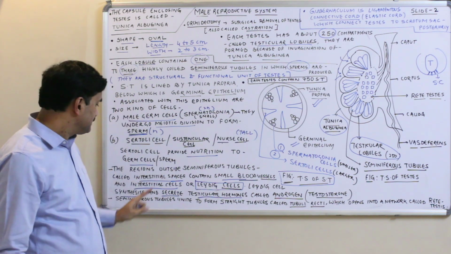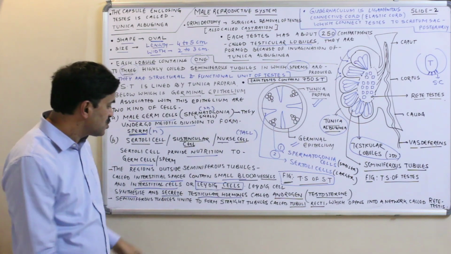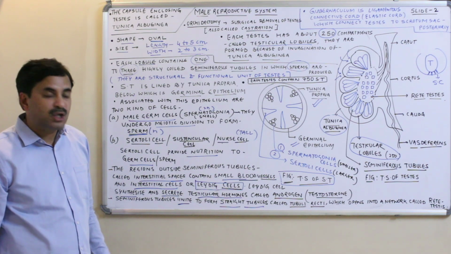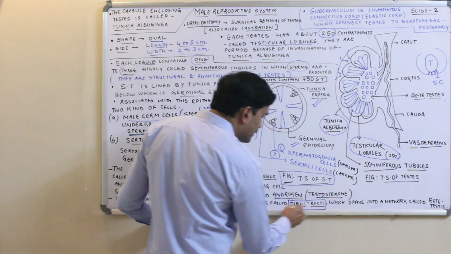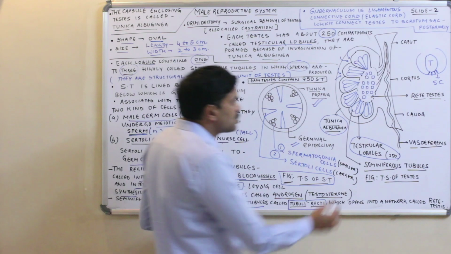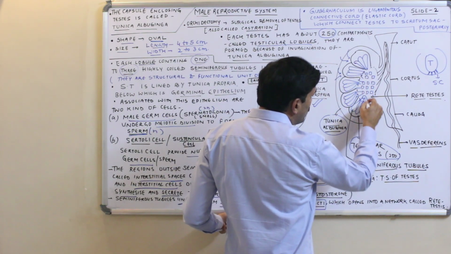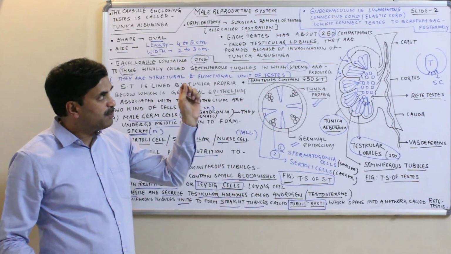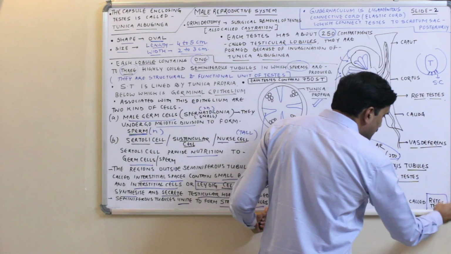Now all these 750 seminiferous tubules unite to form straight tubules, and these straight tubules are called tubuli recti, which open into a network, a cavity found towards the posterior region of the testes, and this network is called rete testis.